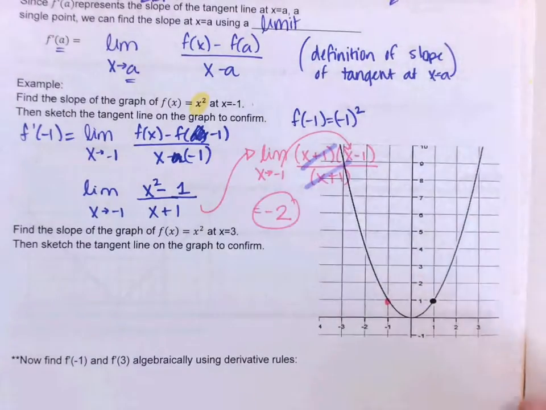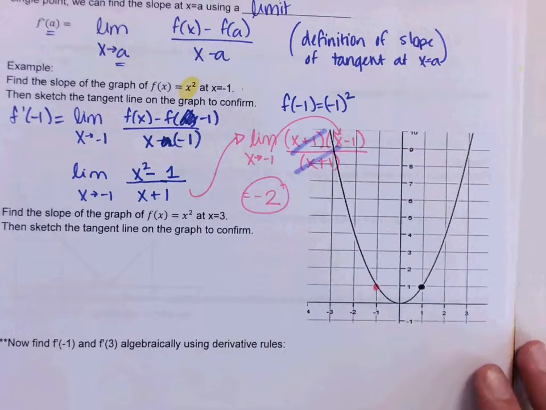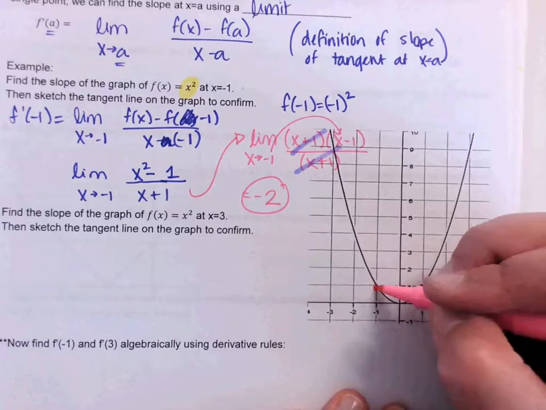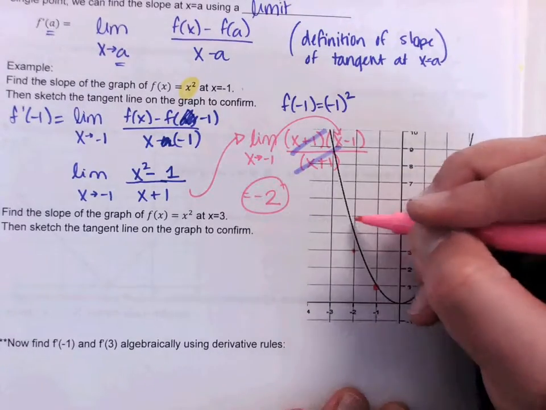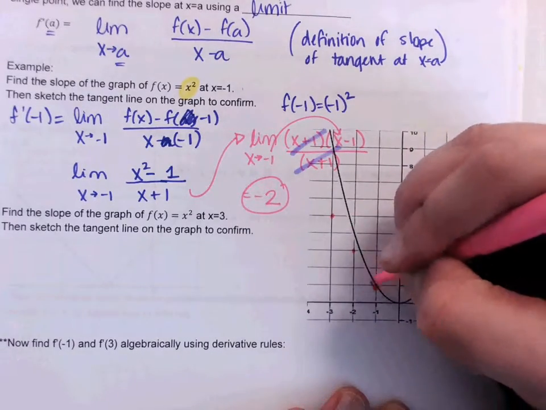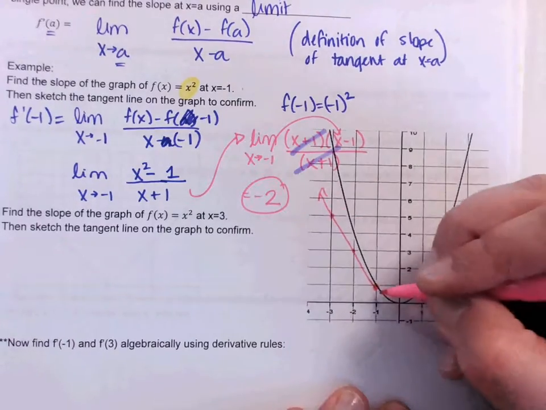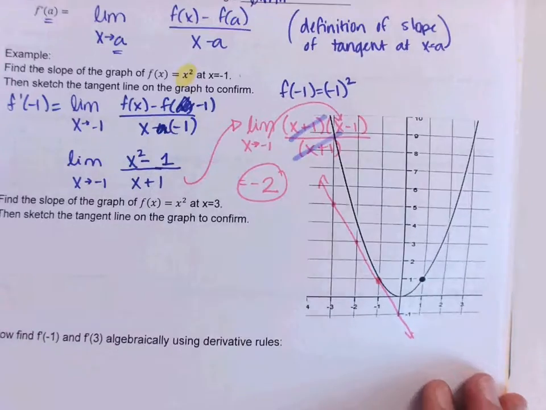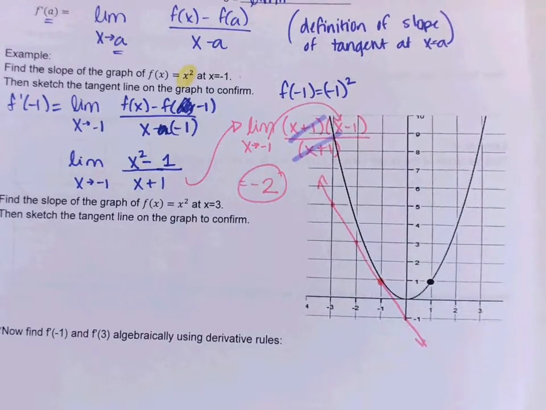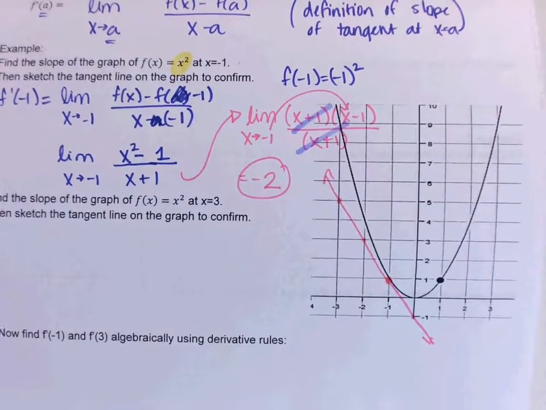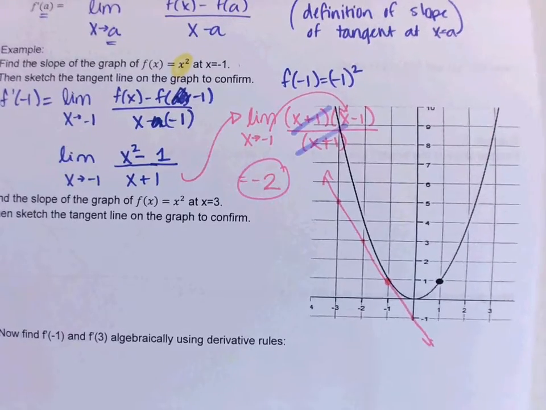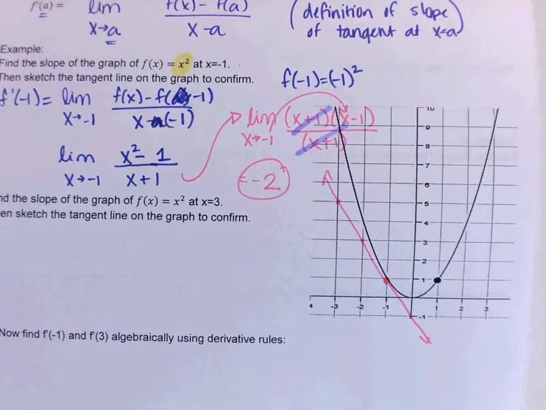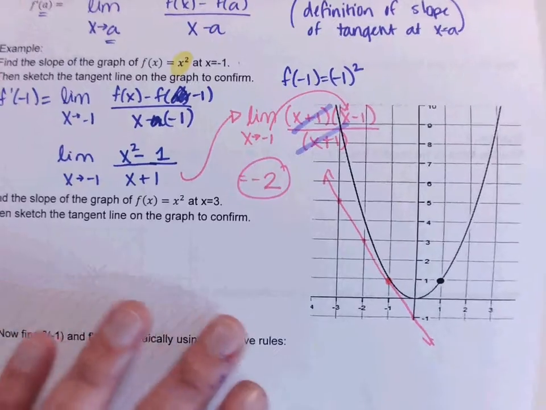And I want you to draw for me a slope of -2. So I'm going to count up 2 over 1, up 2 over 1, and then connect the dots. And you should see that your line is perfectly tangent if you pick a slope of -2. It only touches at that one point, and it lays along the curve perfectly to be tangent. Okay, now we're going to do the same thing at 3.